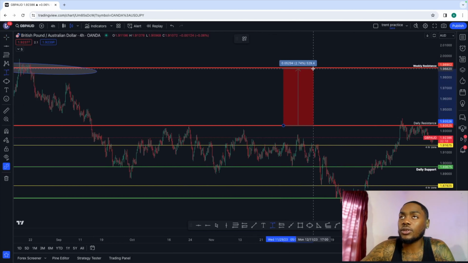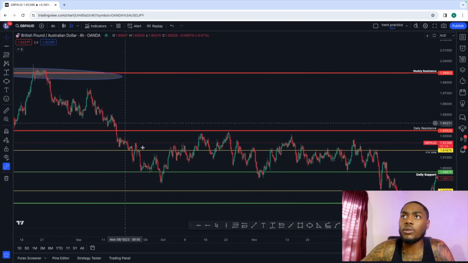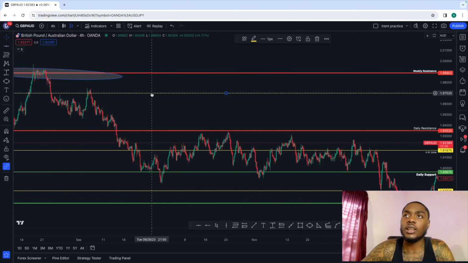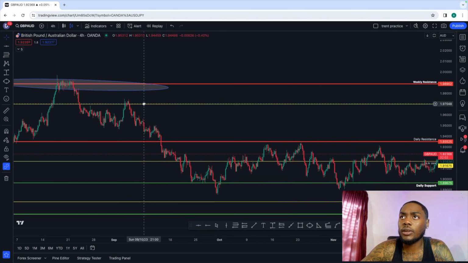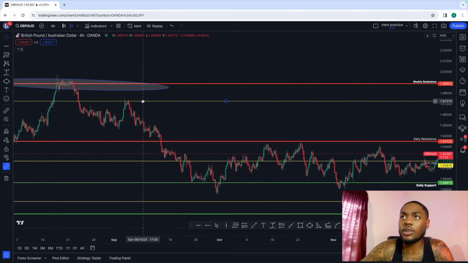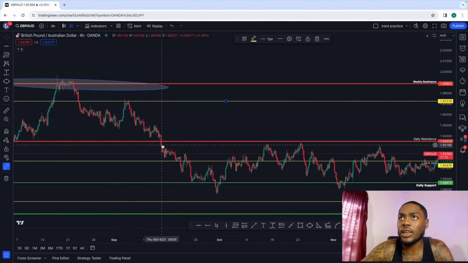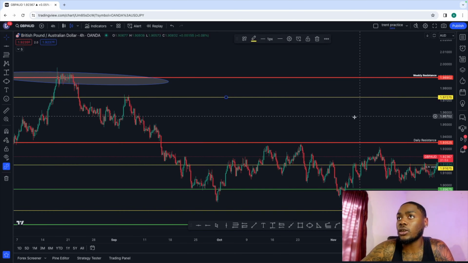This is a 530-something pip move. So I want to find another 4-hour zone in this area. I'm going to look for where price hesitated in the most recent price action. If I had to pick an area, it's going to be here, because in the most recent price swing, price came up here and then shot down. Look, I got it right on the money.